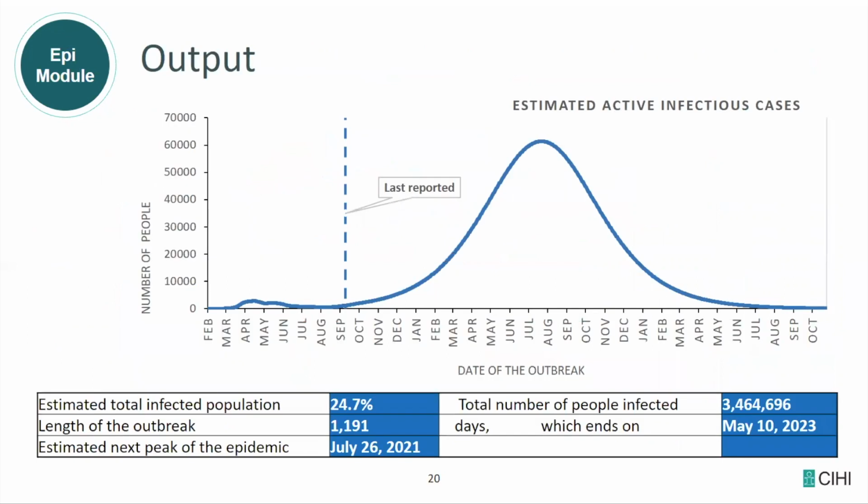Sorry, next one. The EPI module ultimately outputs an infection curve along with the estimated size of the outbreak, its length and severity, and can predict the timing and the size of the peak of the next wave based on the scenario.